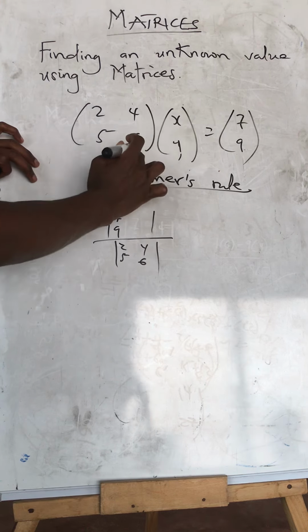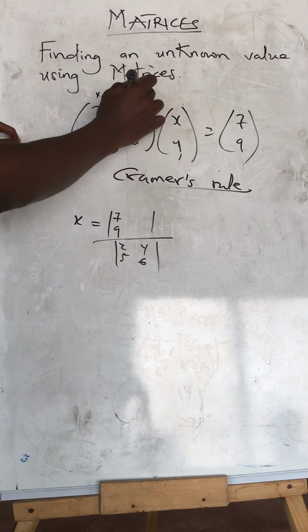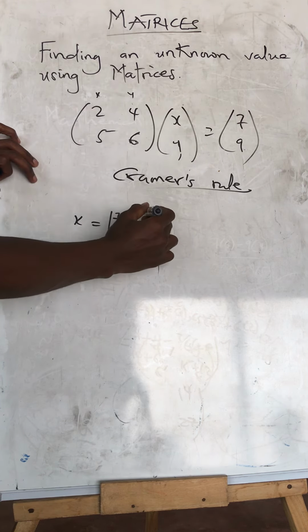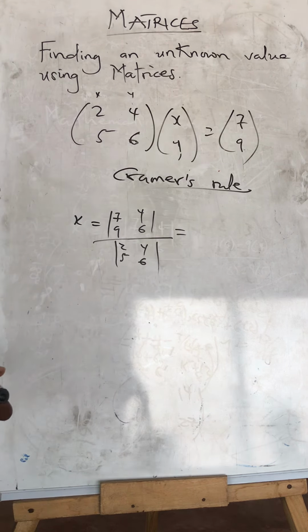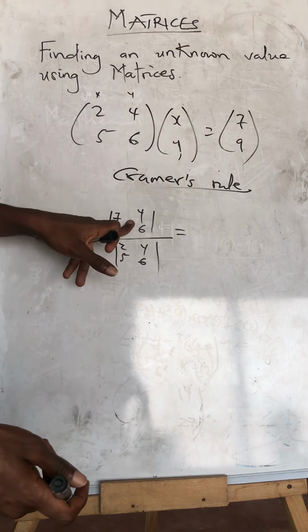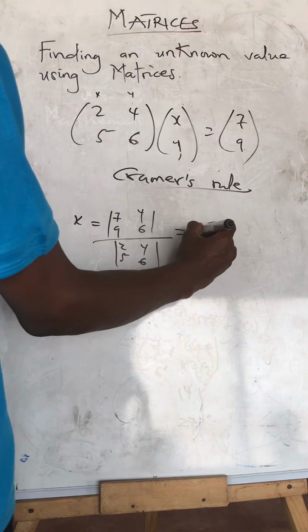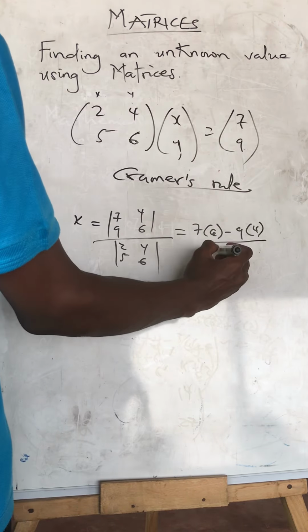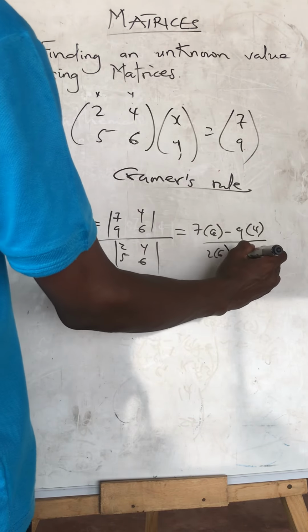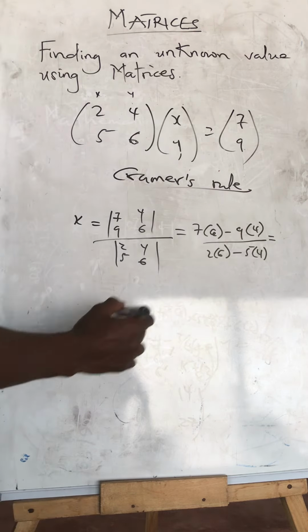But this will remain. So let's assume this place is for x, this place is for y. So this is 4, 6. You can use your calculator, but that will be a long process. You have to come and point a matrix for this, matrix for this. Or else you can just go ahead: 7 times 6 minus 9 times 4, divided by 2 times 6 minus 5 times 4, which is equal to this.